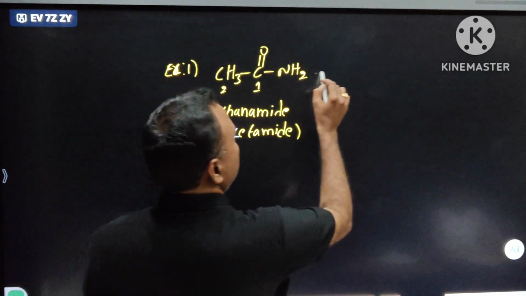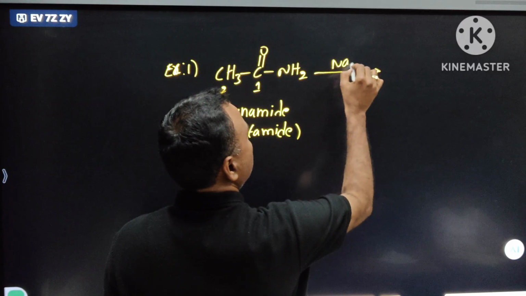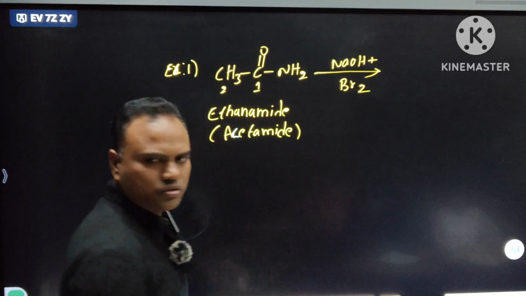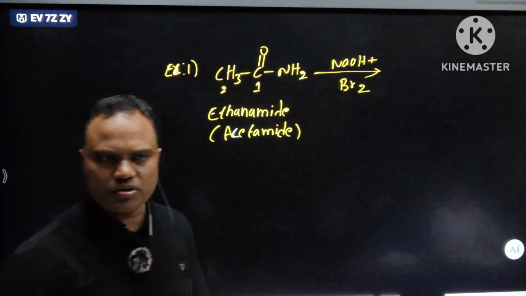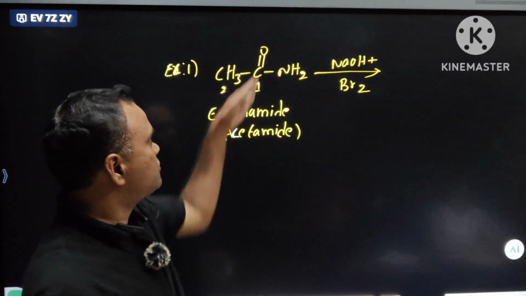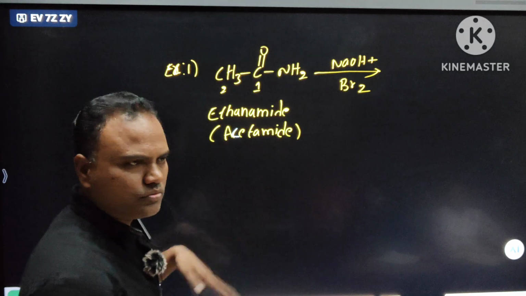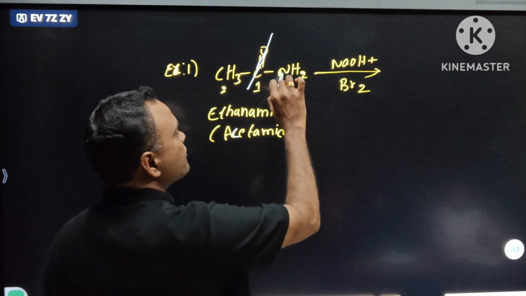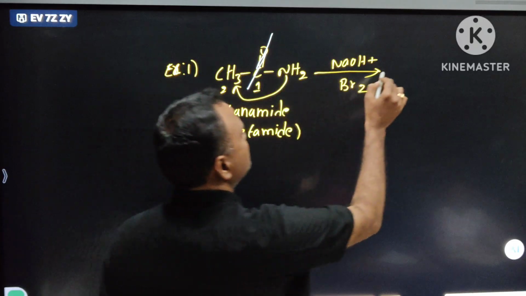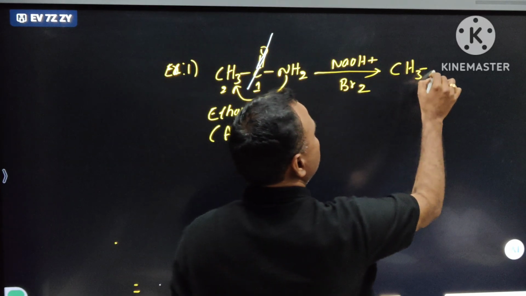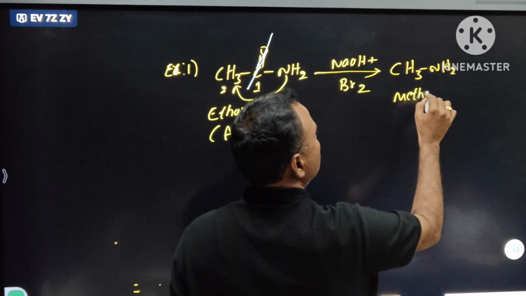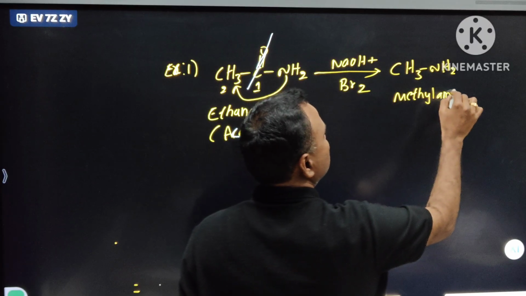Okay, right. What is the reagent? NaOH plus Br2. Right. How to write the product? Cut C double bond O, remove this, and attach NH2 group to methyl. So methanamine, or methylamine. Common name is methylamine.